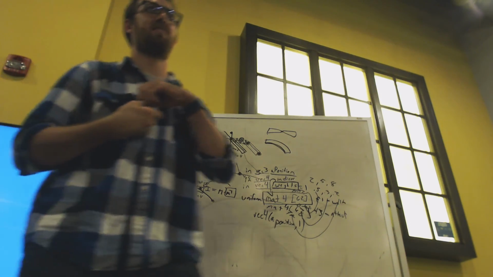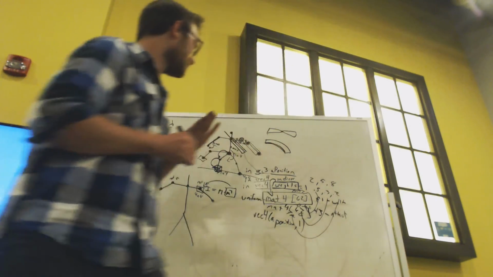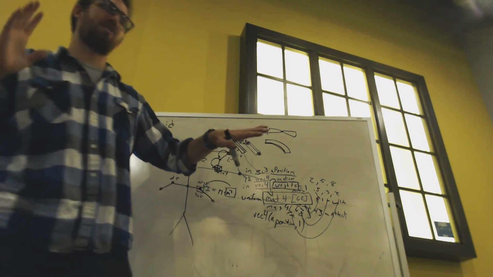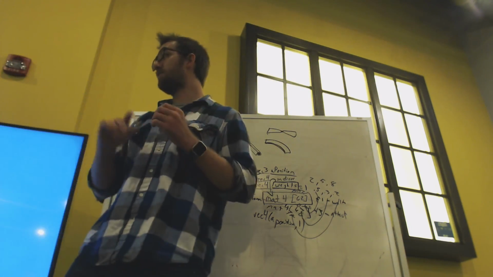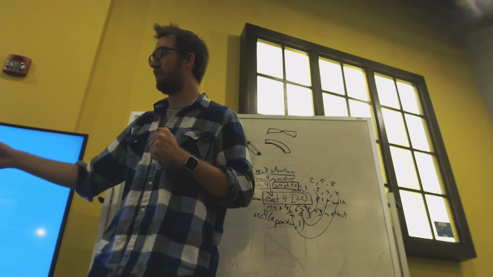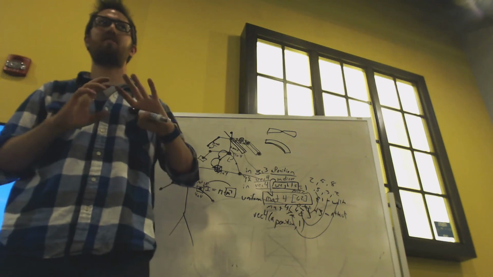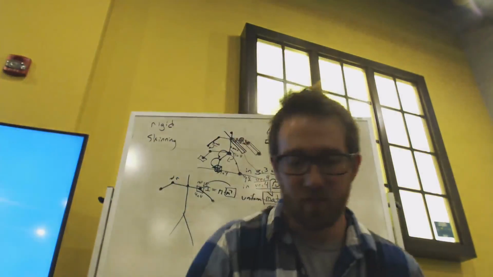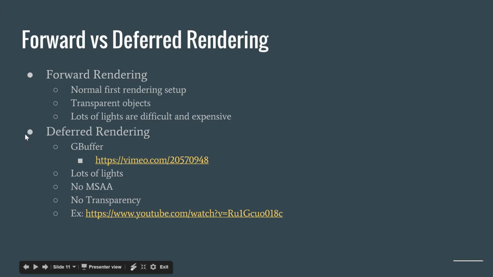All good? Okay. Forward versus deferred rendering. Everything that we've been talking about up until now has been forward rendering, where you send it to the video card, it renders it out, and pushes it to a texture. Forward rendering is pretty much always used because of transparency issues, which we'll talk about with deferred rendering. So deferred rendering, which I'll swap to here.